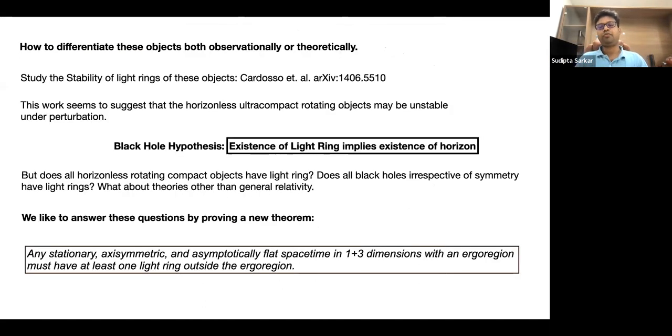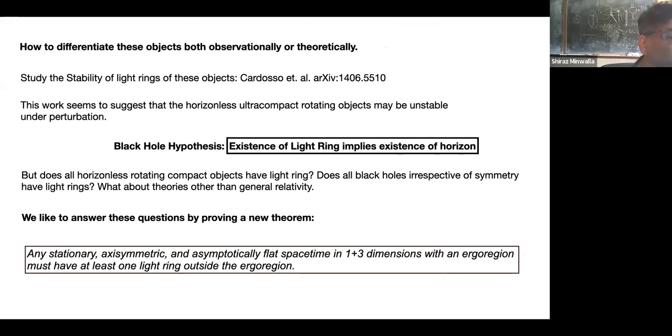So the question, observationally, or even theoretically, is: given this image, how do you know what you are looking at? Are you looking at an ultra-compact object with a light ring, or are you looking at an honest-to-God event horizon?